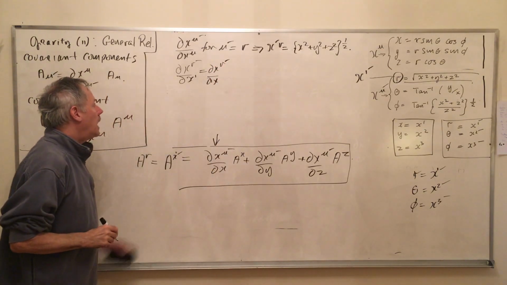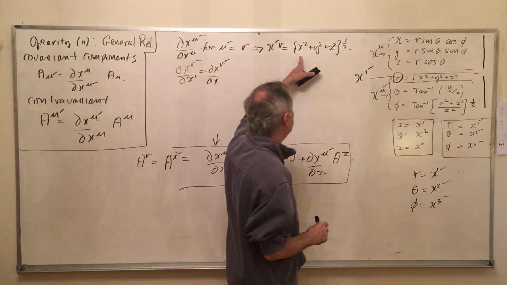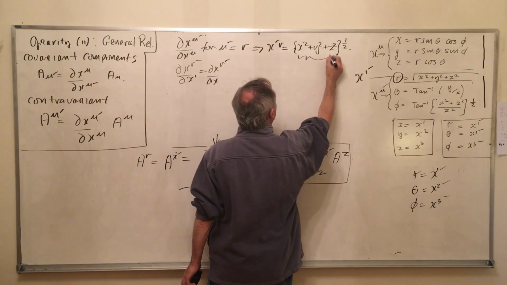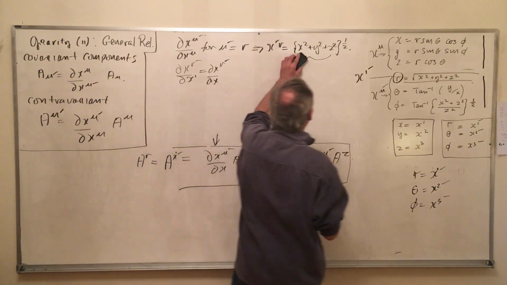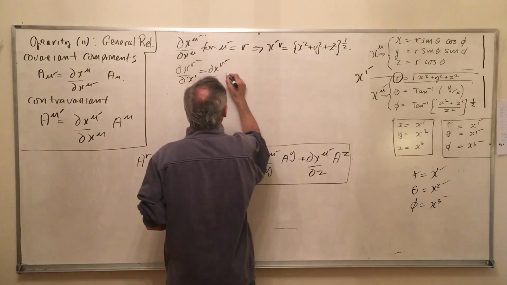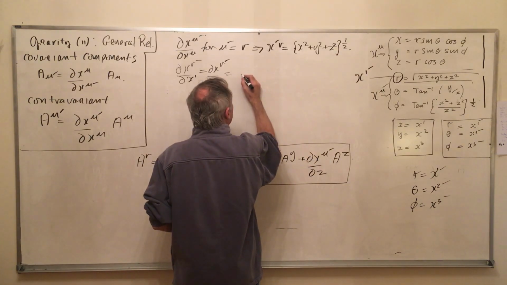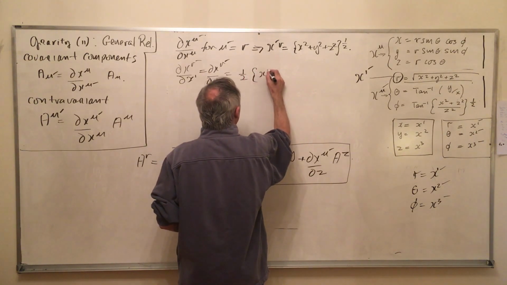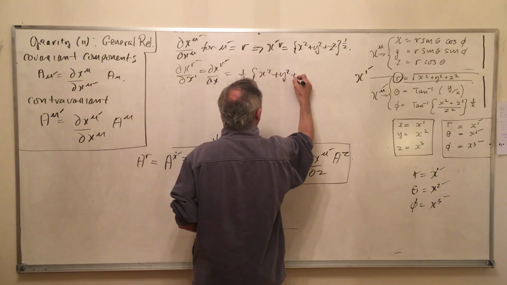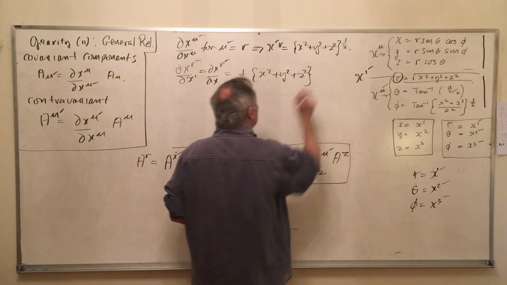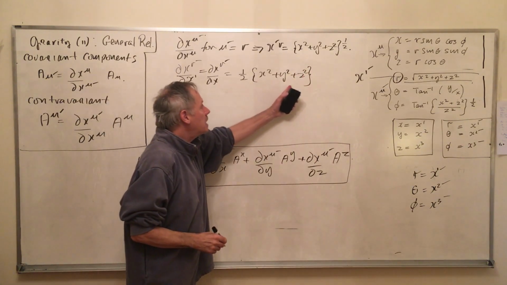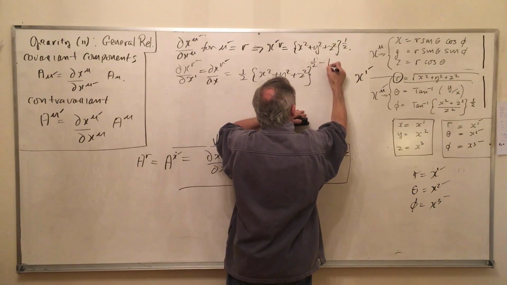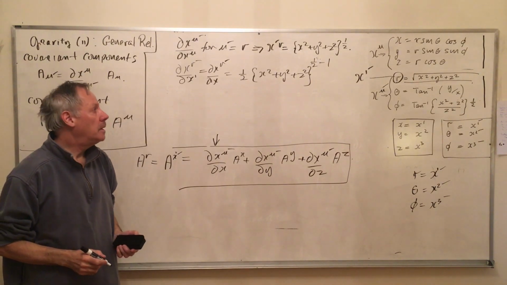The dr over dx, r1 dash over dx, is just take the derivative of this with respect to x. Now differentiate inside the bracket first, okay? Or you can do it either way. Differentiate the bracket first and we get a half times x squared plus y squared plus z squared to the power of a half minus 1. Half minus 1 is minus a half.